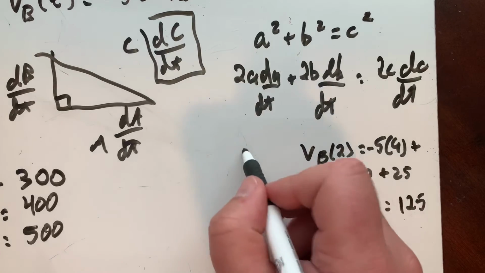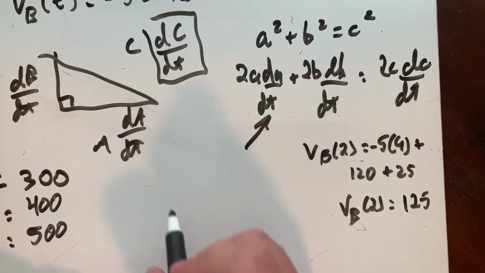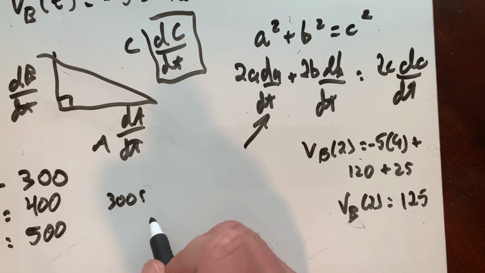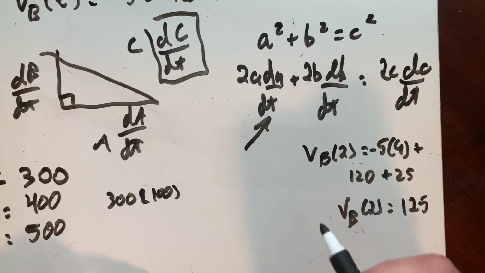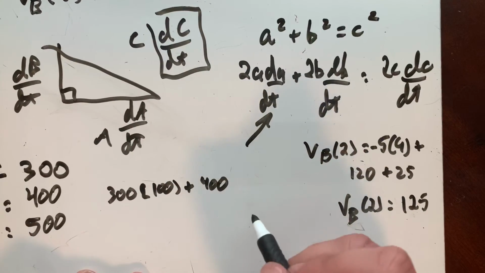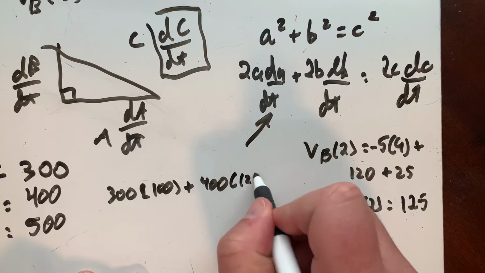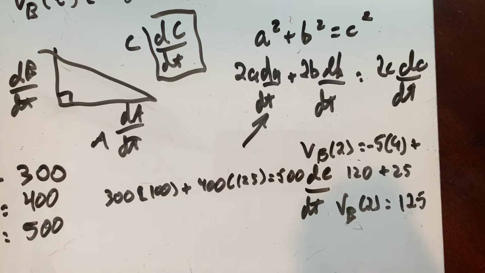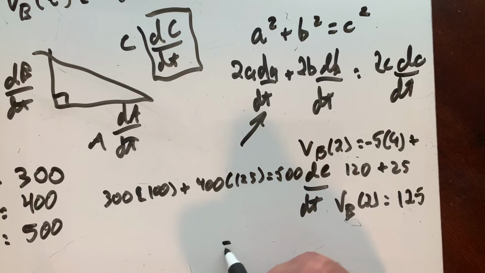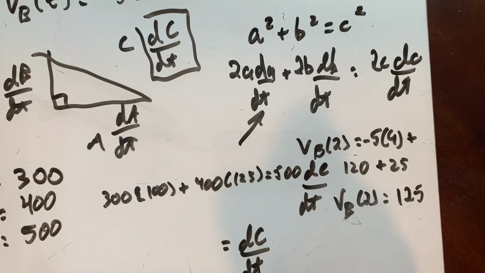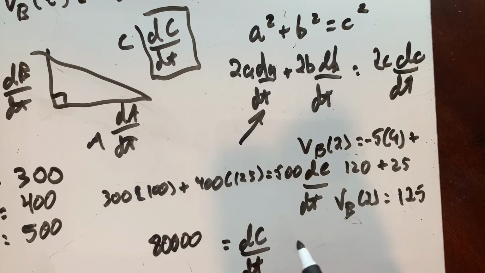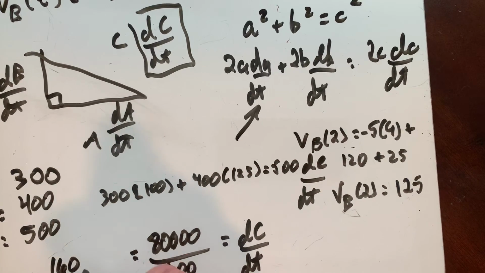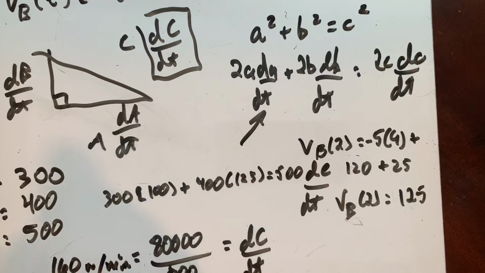So filling all this in now, I'm going to simplify that a little bit. I'm going to divide everything by 2. So my 2's are all going to be gone. So my A is going to be 300 times dA/dt, which we know is 100, plus B, which is 400, times dB/dt, which we determined right there, that's 125. C we know equals 500. And this is getting messy, but that's all going to fit in there. So now when you do all the math on this and solve for dC/dt, you're going to end up getting, I think it's 80,000 divided by 500. And that is going to equal 160 meters per minute. And that is your answer right there.